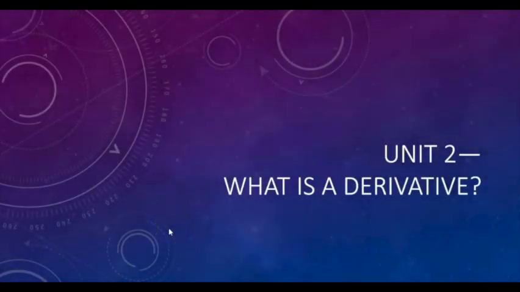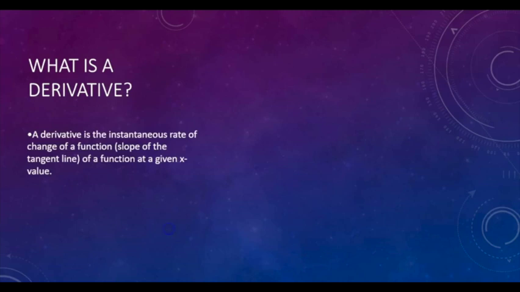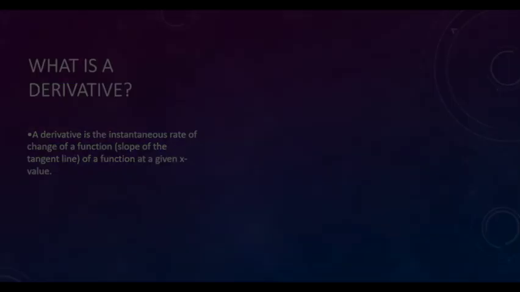So in this presentation, we are going to be focusing on what a derivative is and some general aspects associated with derivatives of functions. To start off, we're going to start simple with what a derivative is, like what's its definition. A derivative can be defined as the instantaneous rate of change of a function or the slope of a tangent line at a given x value.